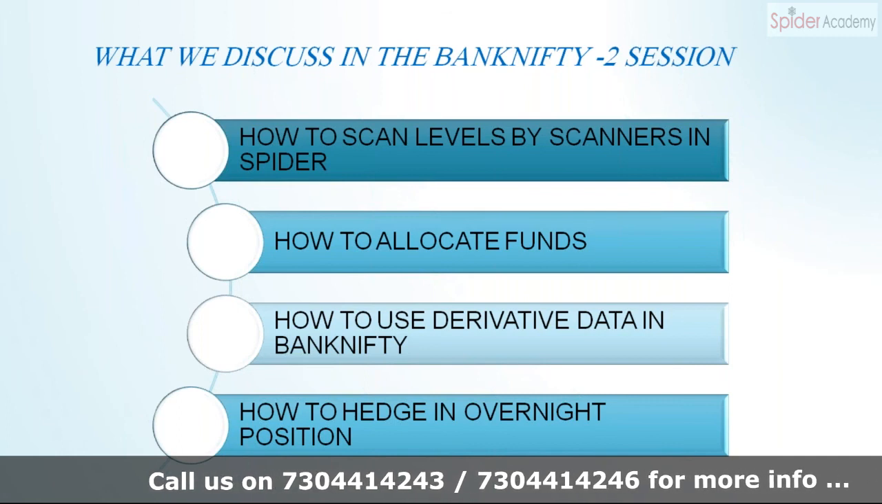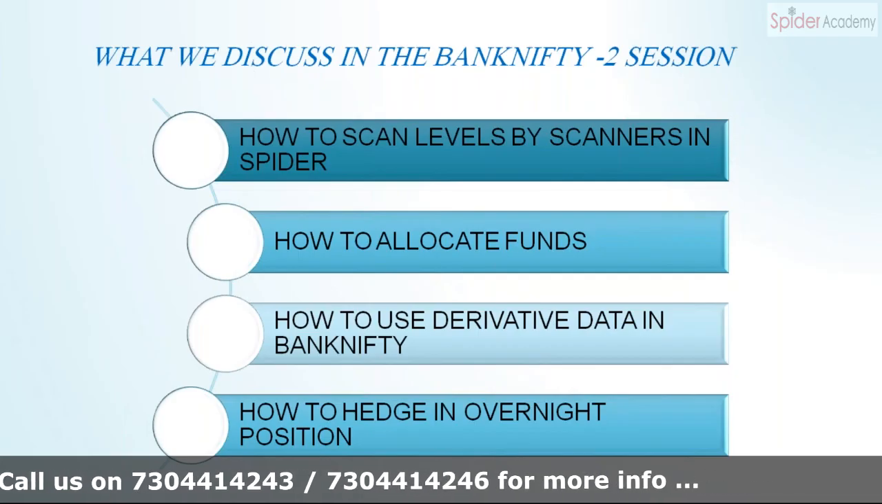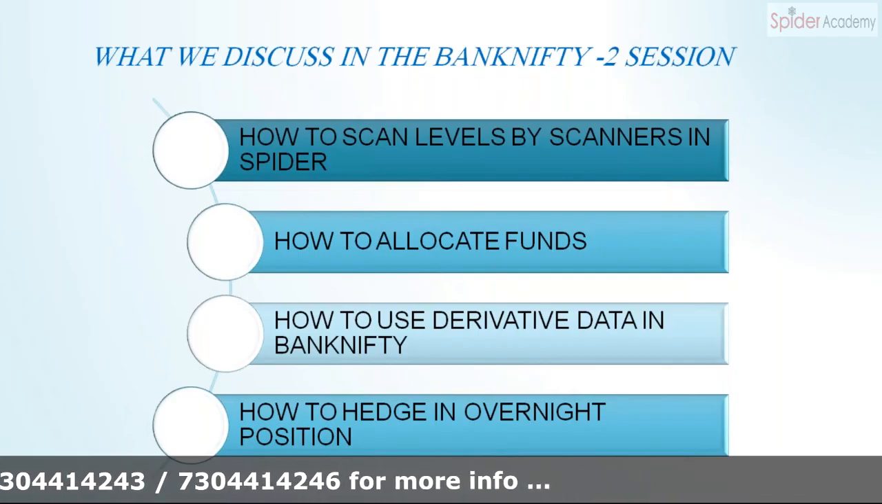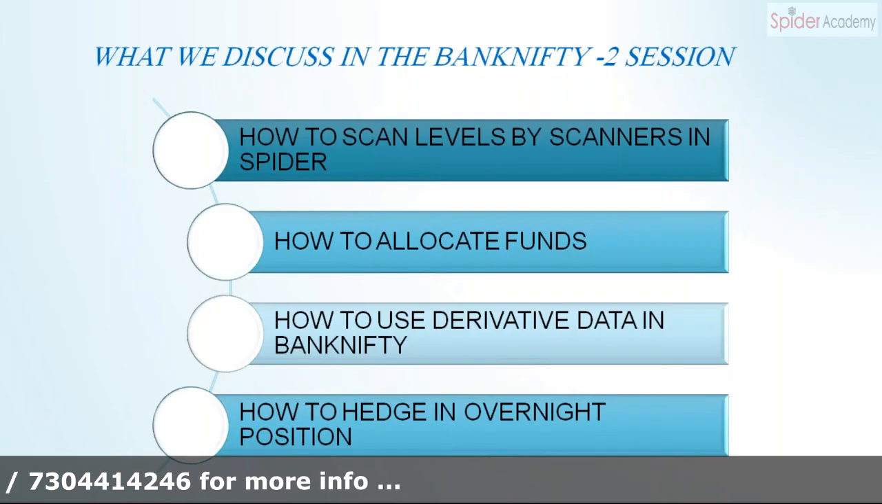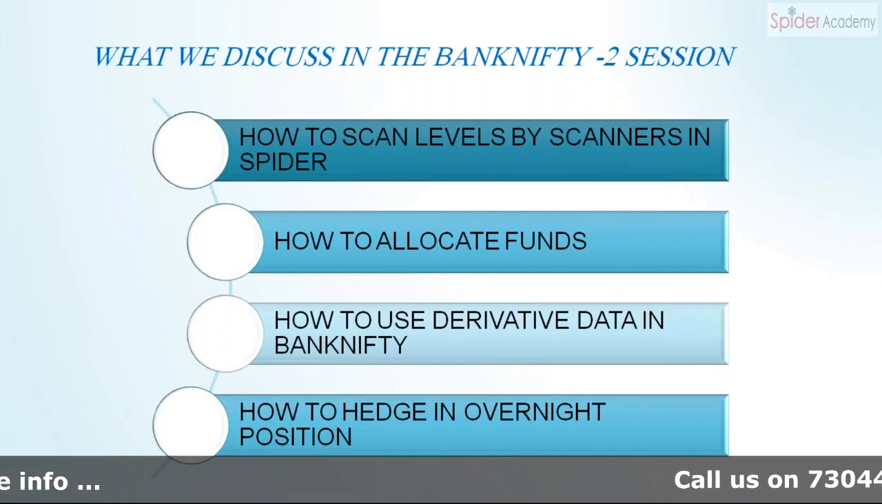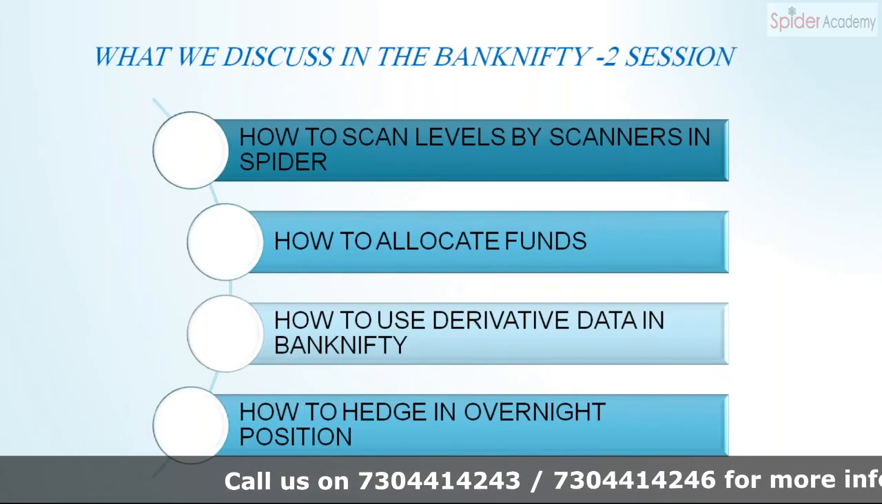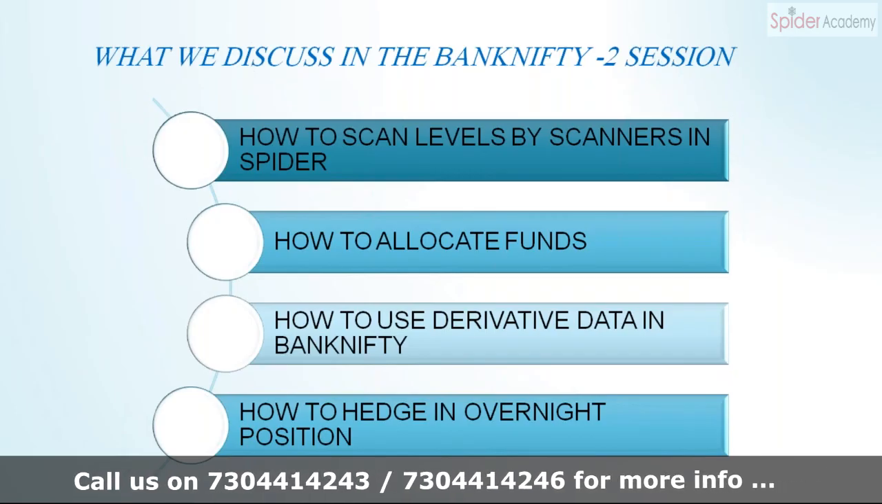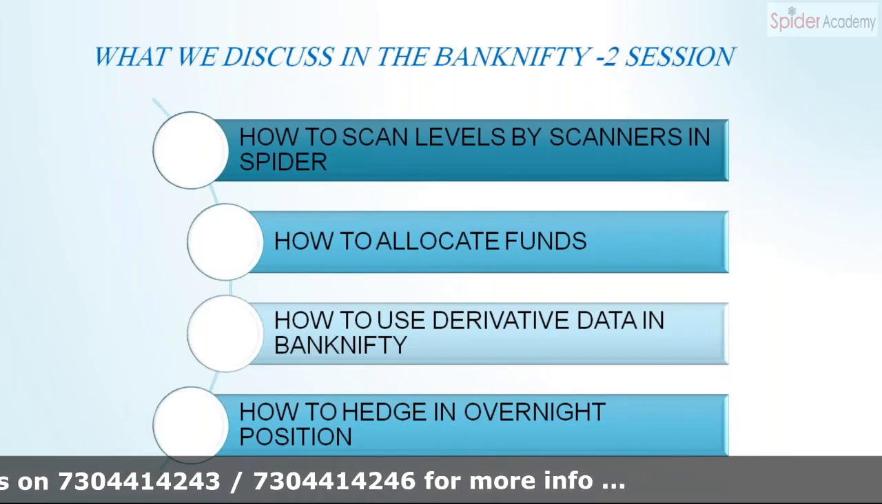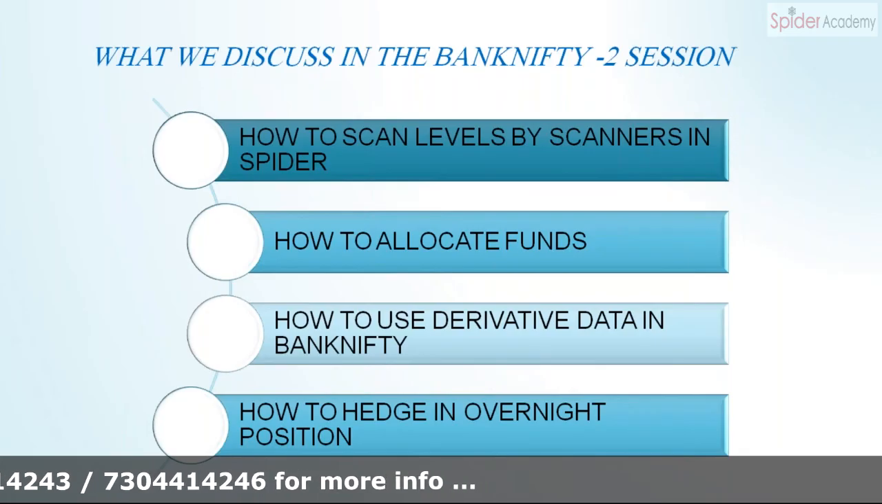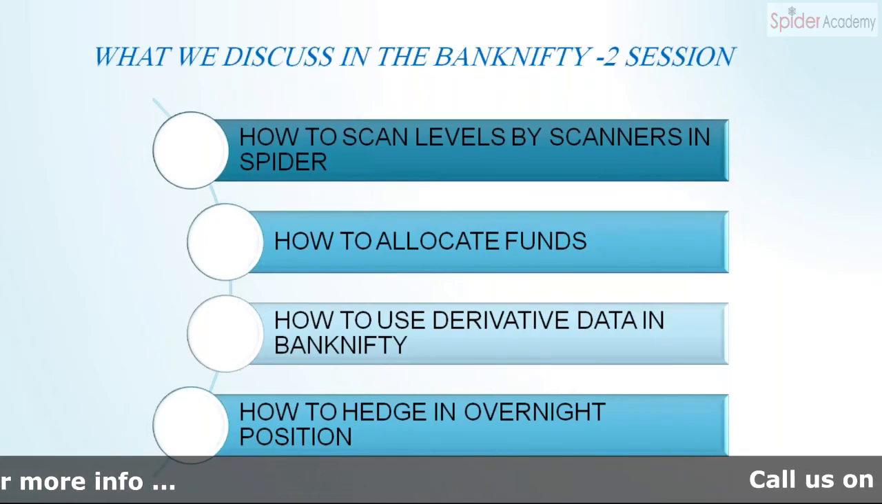In the next session, what we'll discuss is how to scan levels by scanners in Spider. There are various scanners which are present in Spider, which we'll use in the next session. How to allocate funds, how to do trading, how to allocate funds in Bank Nifty, way to trade, how to do averaging and all, how to use derivative data in Bank Nifty, those things also we'll discuss. What are the derivative chains, what are the option chains indicating, how to make use of those option chain data, that we'll discuss in the next Bank Nifty session.